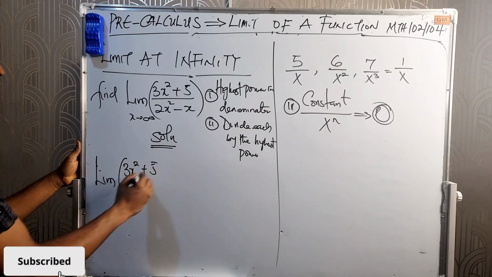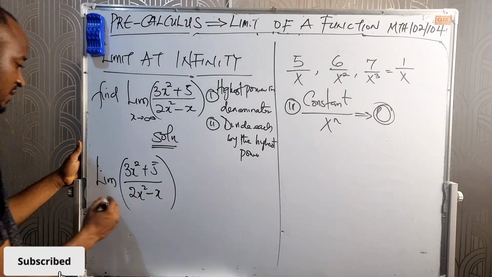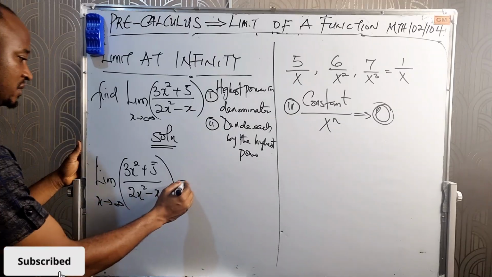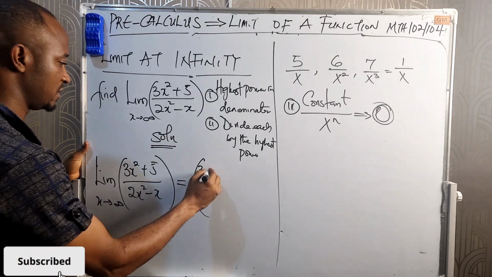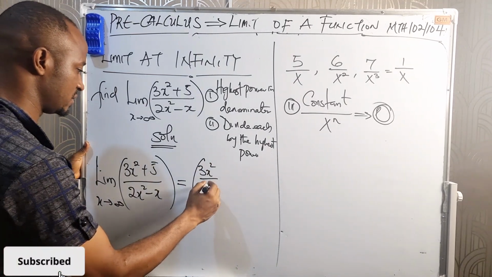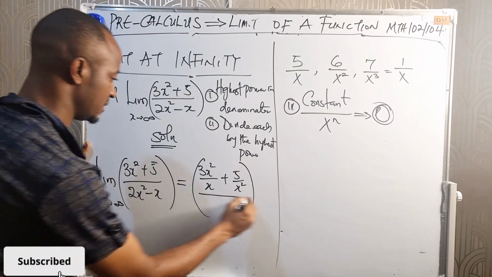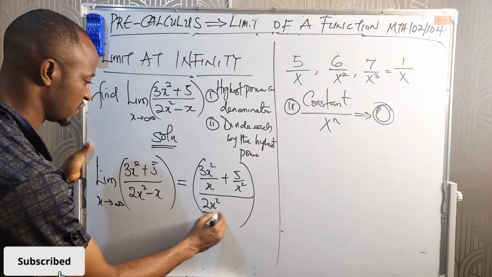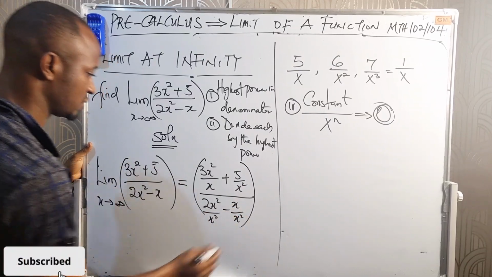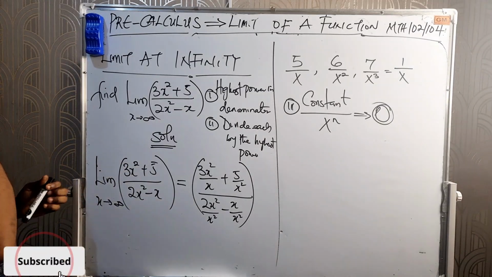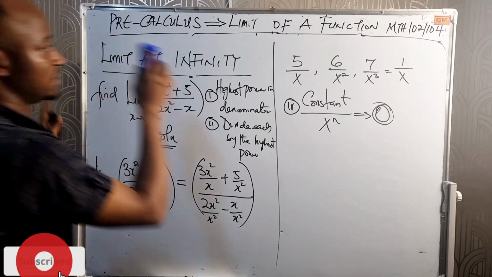So, the limit of (3x squared plus 5) over (2x squared minus x) as x approaches infinity. The highest power in the denominator is x squared. So here we have 3x squared over x squared plus 5 over x squared, divided by 2x squared over x squared minus x over x squared. What do you notice here? We divide each of these terms by the highest power of x, which is x squared. Okay, so let's proceed.